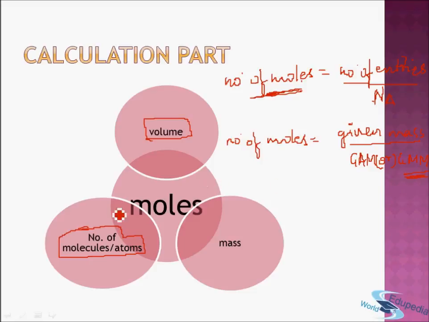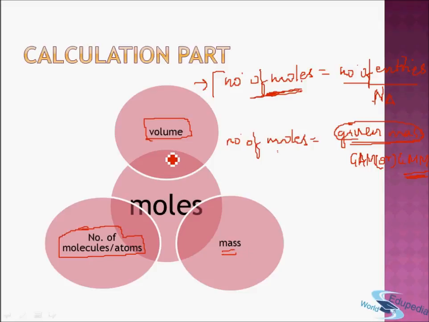Okay, so I calculated number of moles from number of molecules using the first formula, and once I calculated number of moles, I substituted them in the second equation. From the second equation I can calculate given mass. Given mass will be equal to moles multiplied with gram molecular mass or gram atomic mass. So I can also calculate mass.